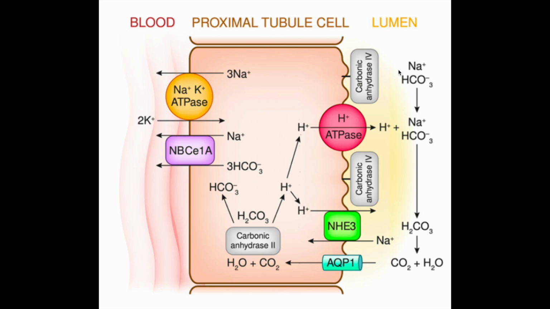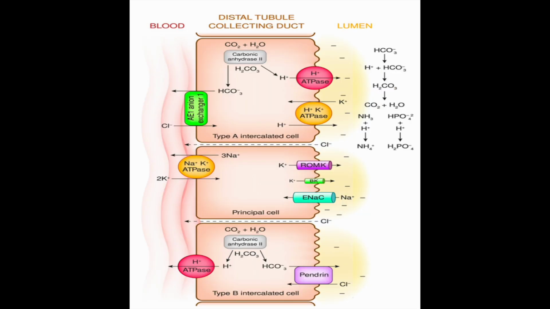Most of the pathology occurs over here, which is the distal convoluted tubule. In the distal convoluted tubule, you have three main cells. The first is the principal cell, the second is the type A intercalated cell, and the third is the type B intercalated cell. The principal cell is essentially the cell that is looking after my electrolyte balance.